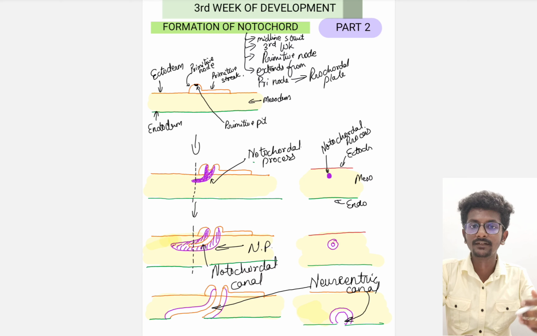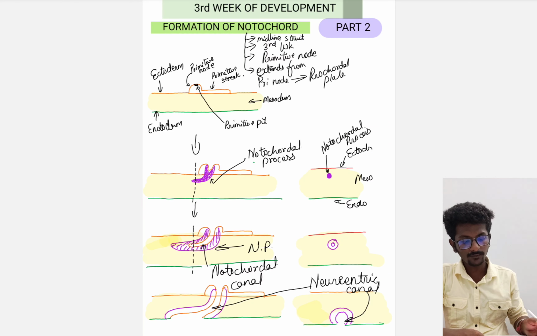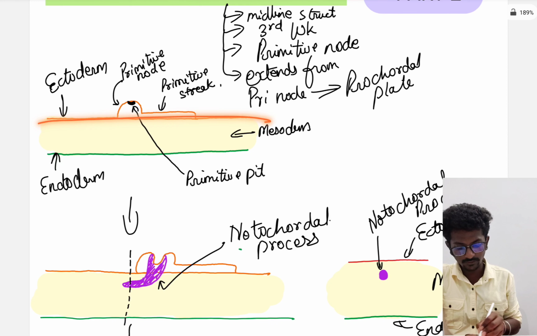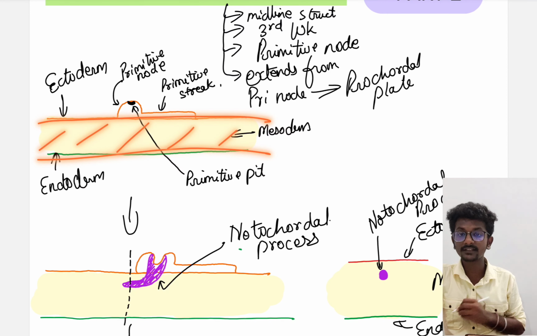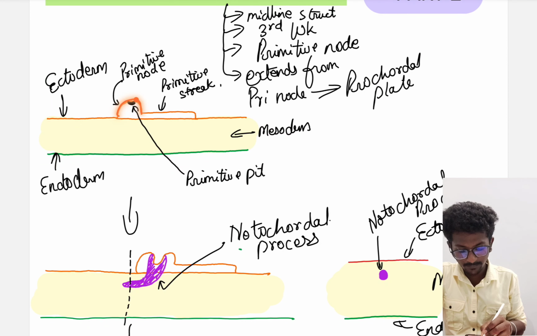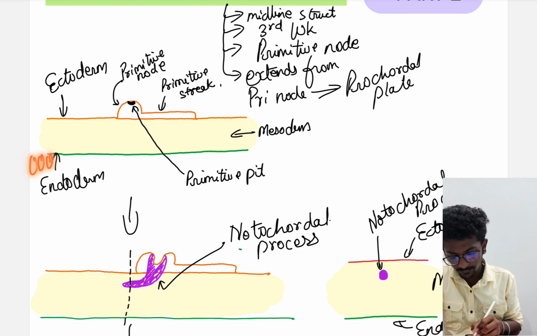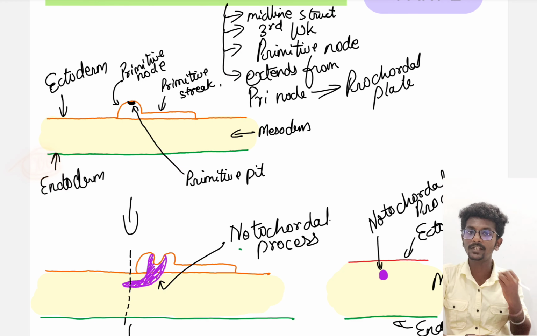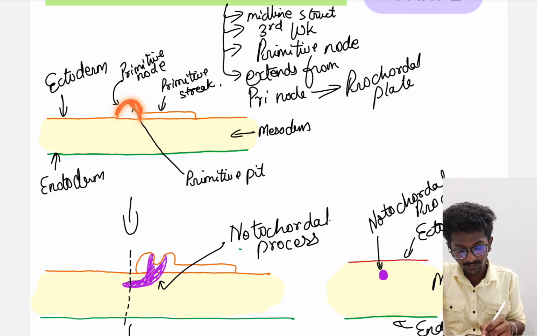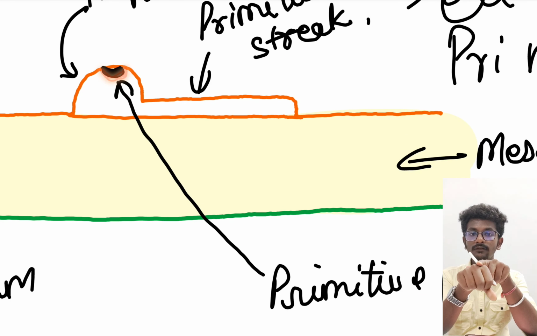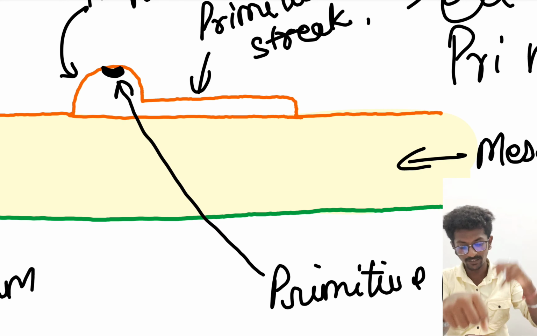So let's revise everything once again before moving forward. So first we had the formation. This is the ectoderm, this is the endoderm, and this part is the mesoderm. This is the primitive node and this is the primitive streak. And somewhere here we have the precaudal plate. Inside the primitive node we get a depression which is called the primitive pit.